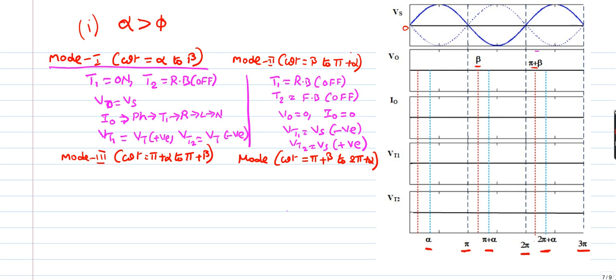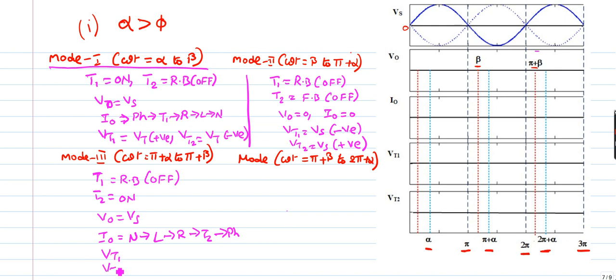Now in mode 3, at pi plus alpha, a triggering pulse is given to T2, so that it goes to on state. T1 will be in reverse blocking off state. So V0 is equal to Vs, but the current path is from neutral to inductance to resistance to T2 to phase. This is the current path for output current. Then Vt1 depends upon Vt2. So Vt2 will be the on state voltage drop, so Vt1 is also the on state voltage drop. This will be positive and this will be negative.